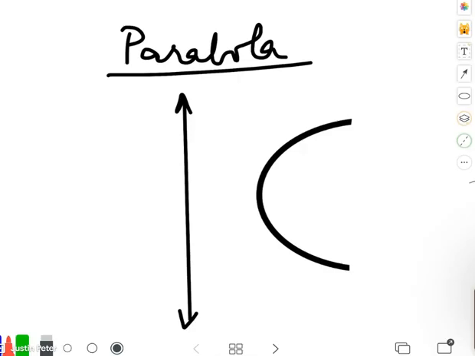The set of all the points. These are all different points that are equidistant from a fixed line and a fixed point.